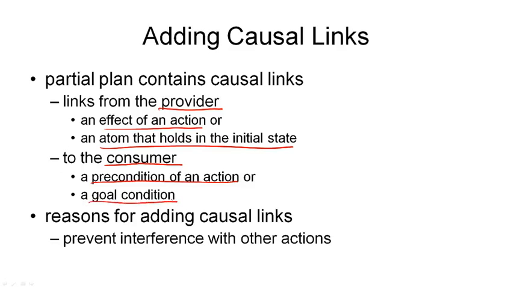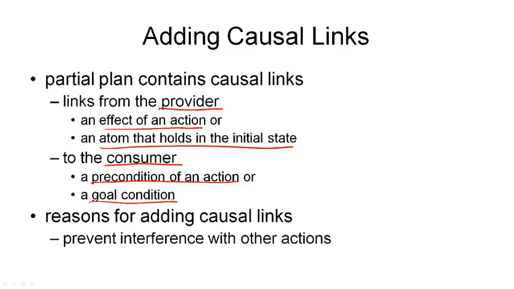Note that implicit in this, we also have an ordering constraint. The provider must of course come before the consumer. But we will deal with ordering constraints separately and later. Also, while the provider must come before the consumer, it doesn't necessarily have to come directly before the consumer, so there may be other actions in between those two.